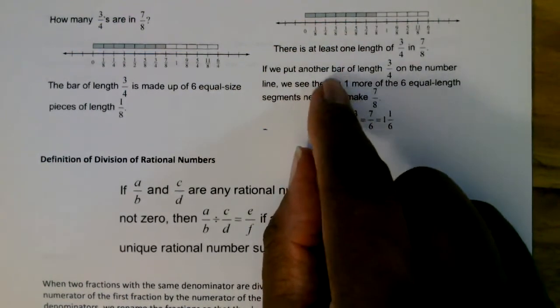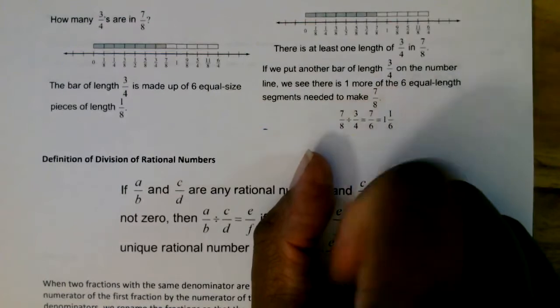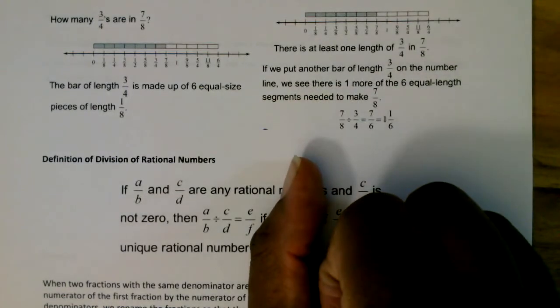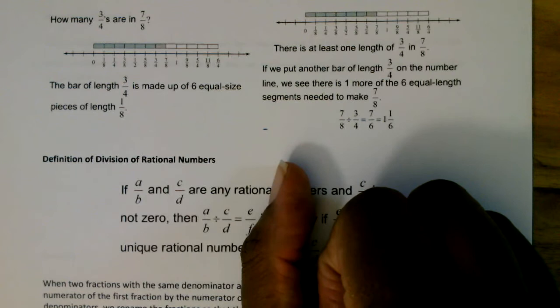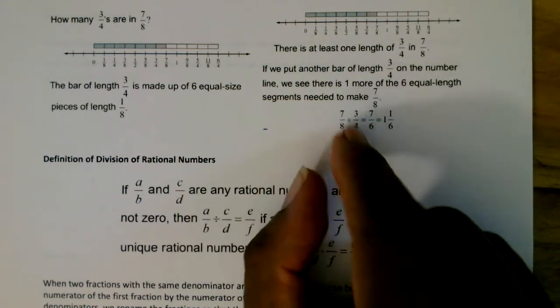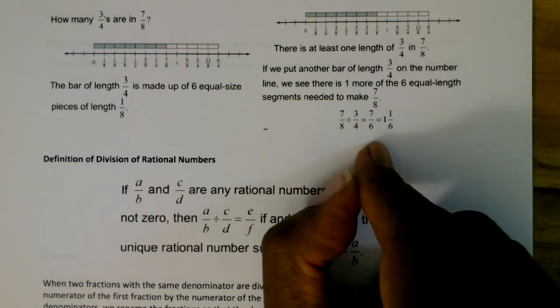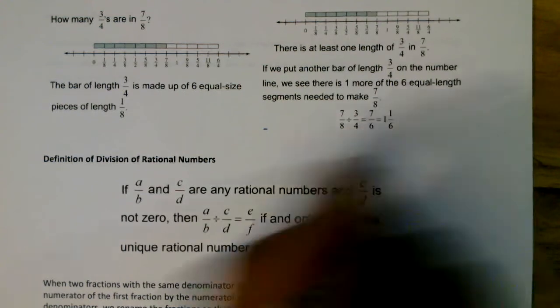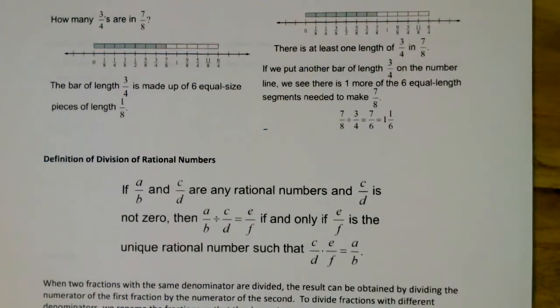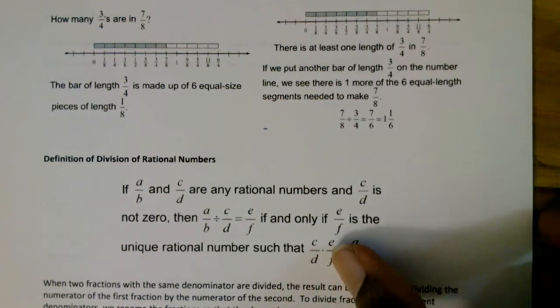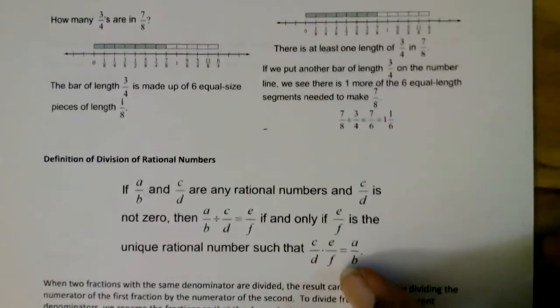So if we put another bar length of 3/4 on the number line, you'll see that there will be 1 more of the 6 equal length segments needed to make 7/8. So if I do 7/8 divided by 3/4, that will be 7/6, which will be 1 1/6. Okay. Now those are just some illustrations of dividing rational numbers.